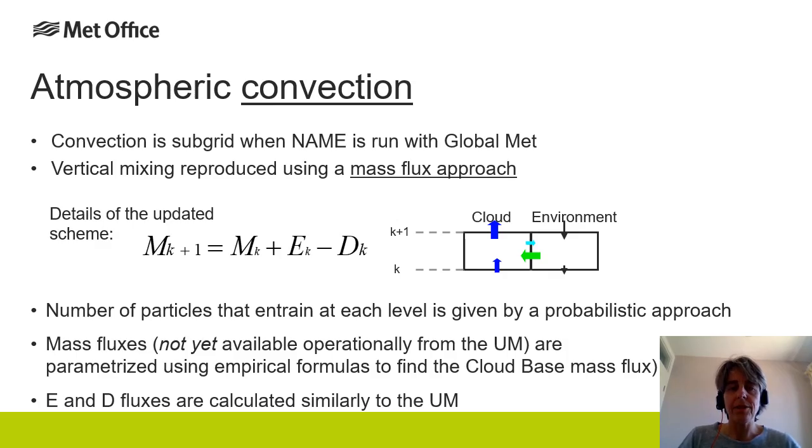The scheme in NAME uses a mass flux approach, which includes both entrainment and detrainment into the convective cloud. The number of particles that are entrained at each level is given by a stochastic approach. Mass fluxes for the scheme are not yet available from the UM, and so these are parameterized using convective precipitation. And the entrainment and detrainment fluxes are calculated in a similar way to the scheme in the UM.